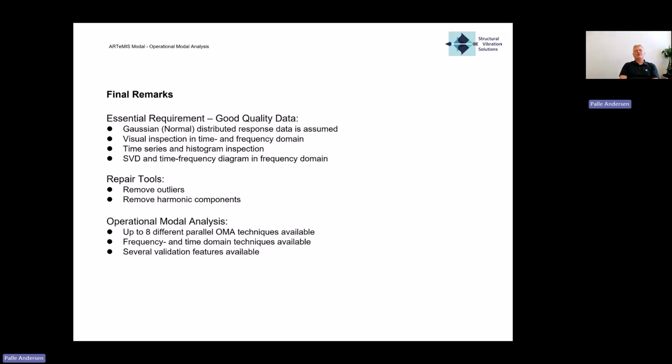Then I tried to show you some of the tools we have for repairing data that otherwise will cause problems for us. That is for outlier removal and also removing harmonic components. And then finally, I think I just managed to show you a little bit of an analysis with the two types of OMA techniques we have in our software, and also how we can validate these results. So this is the end.